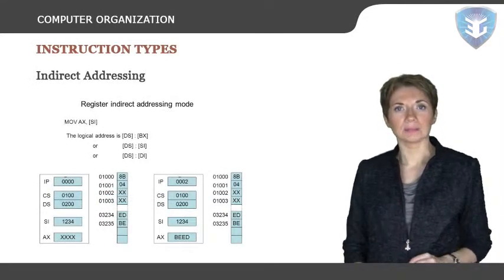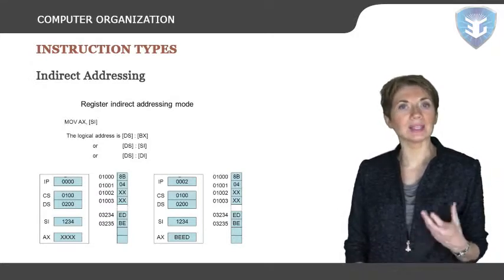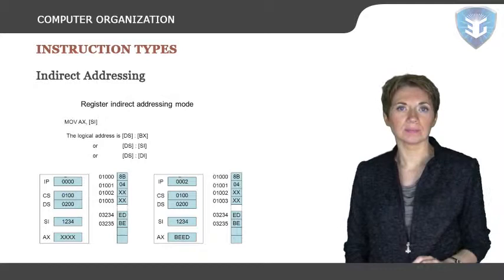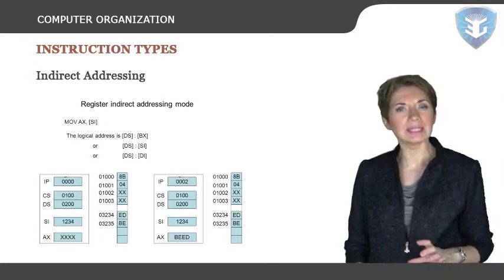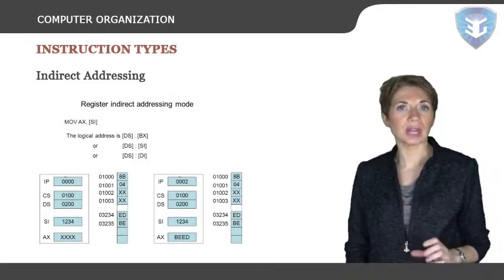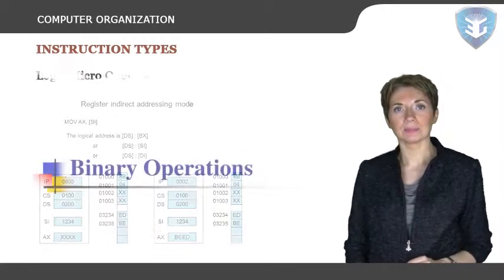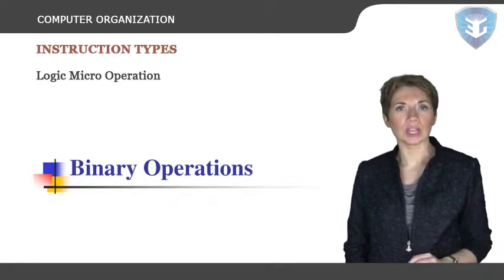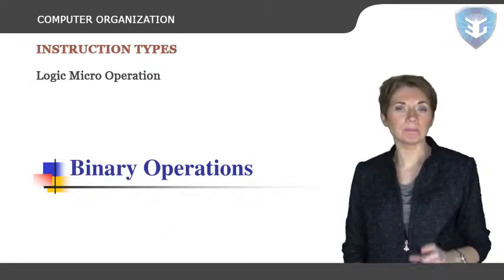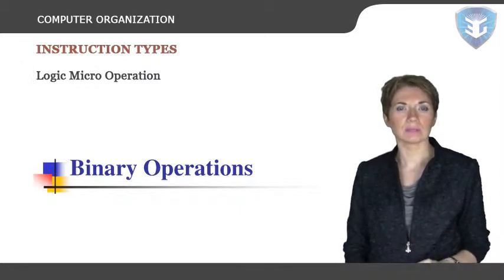Indirect addressing. When using indirect addressing, the operands give a location in memory similarly to direct addressing. However, rather than the data being at this location, there is instead another memory address given where the data actually is located. Logic microoperation. Logic microoperation specifies binary operations on strings of bits and registers.